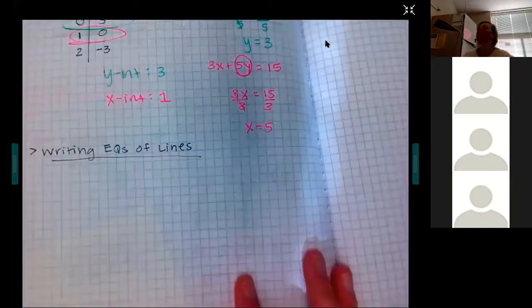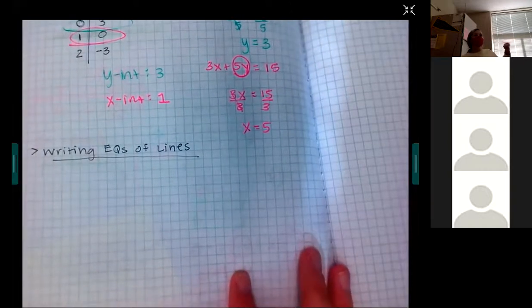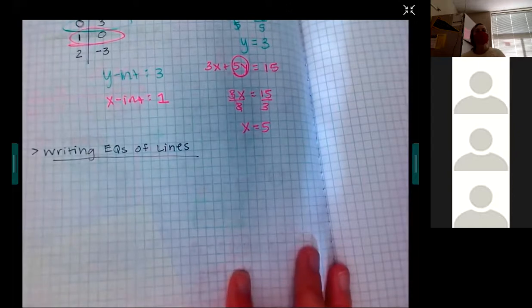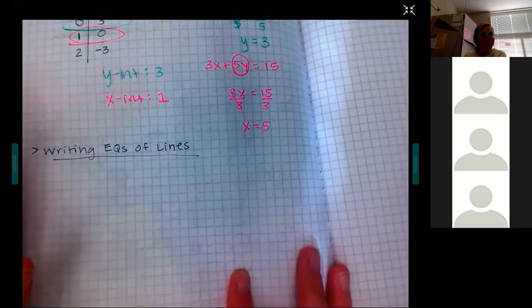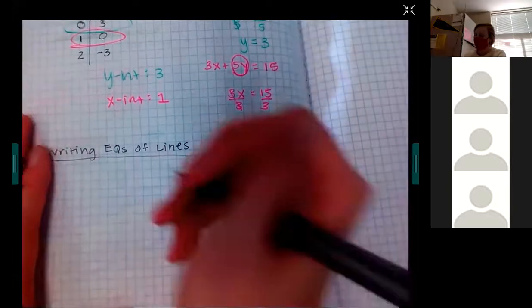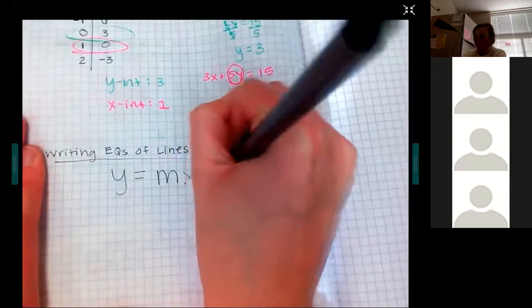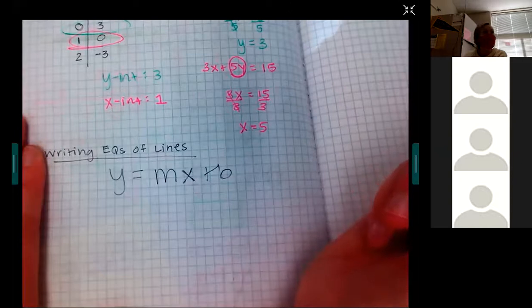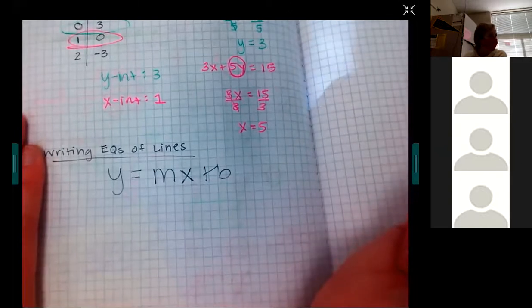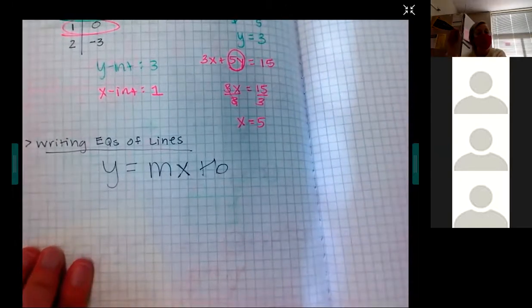Y'all are doing so good. We are almost done, okay? Almost done. Writing equations of lines. Let's review. What should the equation of a line look like? I heard y equals mx plus b, right? So, again, this is just review.